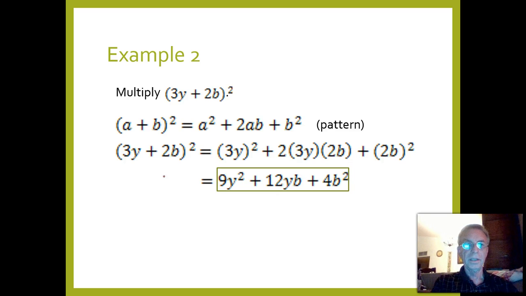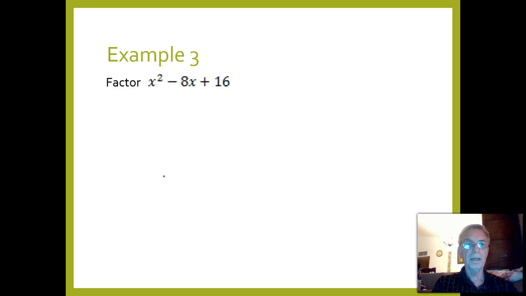Okay, so let's go ahead and see where this leads us for the next example. Example 3: this time instead of multiplying, they want us to factor this trinomial. Notice we have x squared, so that's a perfect square. The last term is 16, which is also a perfect square because that's 4 squared. And then we have something in the middle that's negative 8x.